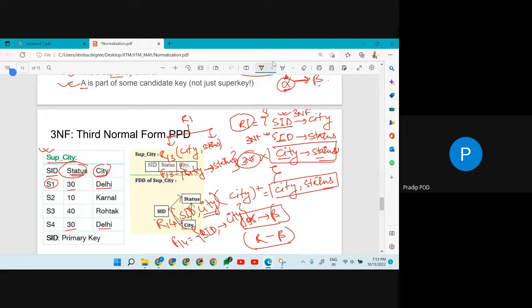So this is the way to decompose into third normal form. Now you can check whether this decomposition is in third normal form or not. In this functional dependency, city is the candidate key, and the candidate key determines the non-prime attribute. Similarly for this one, SID determines. So now this is in third normal form.